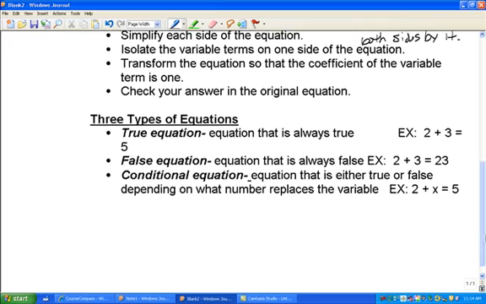And a true equation is an equation that is always true. Another name for this type of equation is identity. That's an equation that's always true. A false equation is an equation that's always false. So in the case of the first one, I have 2 plus 3 equals 5. In the second one, I have 2 plus 3 equals 23. This is a contradiction.